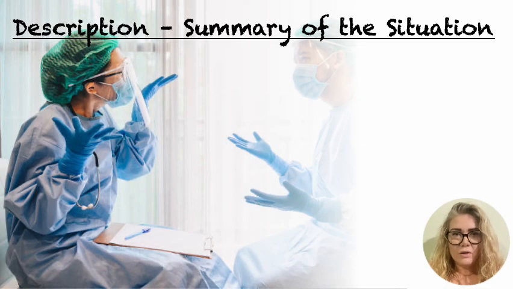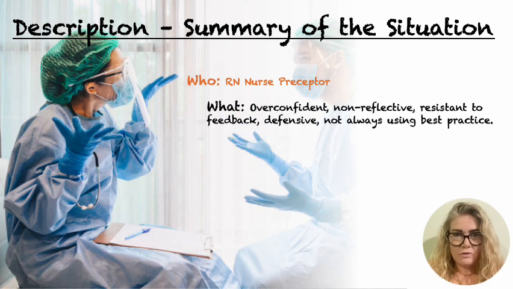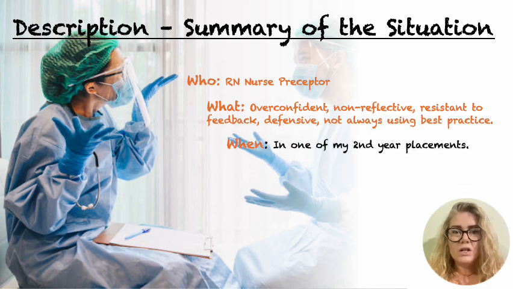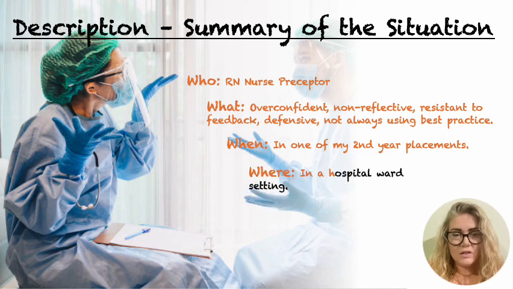Description. Summary of the situation. This stage of Gibbs' reflective cycle focuses on providing an objective account of the situation without any bias or judgment. By clearly describing the event, it allows for deeper reflection and analysis, which in turn helps us gain valuable insights and learn from the experience to enhance our future practice. Ingham-Bromfield, 2020.